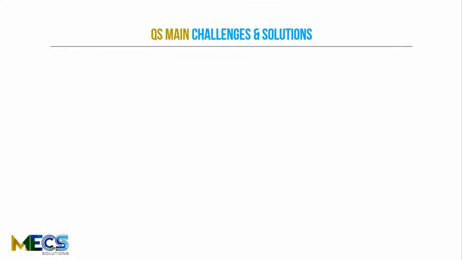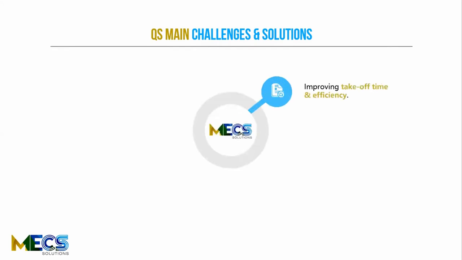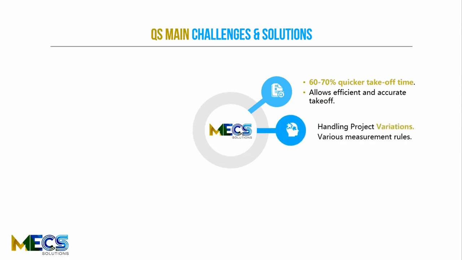This slide here, I guess, is one of the most important for QSs and for estimators. Because what it does, it shows you the challenges that you face, but it also shows the solutions that the software provides. So the first one here being improving takeoff time and efficiency. So on average, you're looking at 60 to 70% quicker takeoff times using this. And here we're providing a lot of efficiency and accurate takeoff.